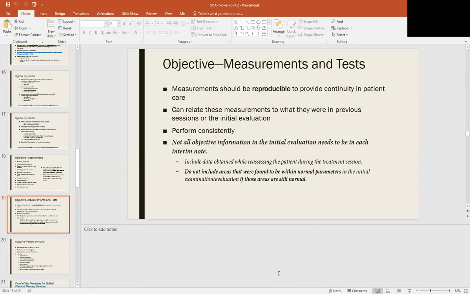And then just a little note, not all the objective information that the PT gathers in the initial eval needs to be put in on each daily or interim note. So it's going to be the areas that you are most working on that you're going to include, and most likely something that was not normal on the initial eval.